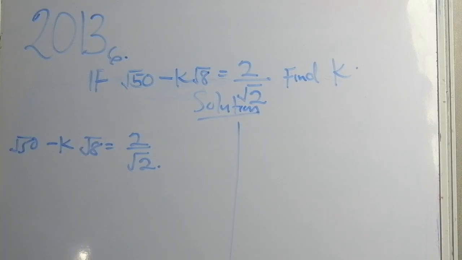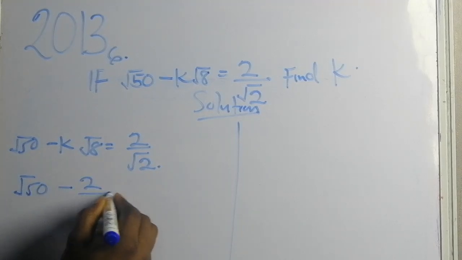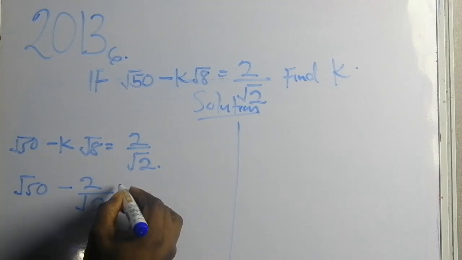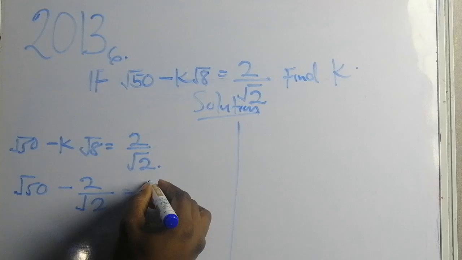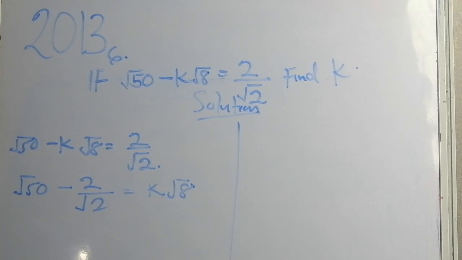I bring it inside. So this is something like saying root 50 minus 2 root 2. This is crossing the equal sign to the left-hand side. So minus k root 8 is crossing the equal sign to the right-hand side. It will change to positive k root 8. It's as simple as that. I'm looking for the value of k. So don't forget, here you have root 2 at the denominator. You need to rationalize it. I've mentioned it, and that is simple. You should understand the meaning of rationalization now.